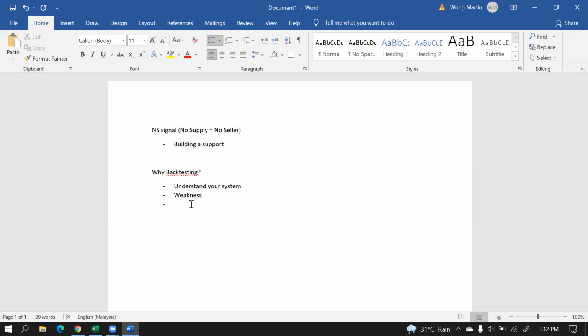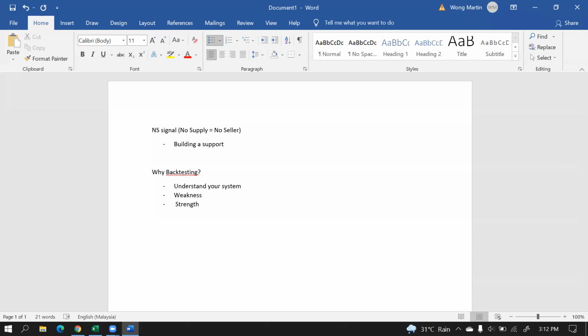Like I said, NS is not 100%. It's just an area for me to look for potential support and to know where my stop loss is. Of course, some NS work better than other NS, due to some reasons in the background. That's why understanding the weakness might help you in this case. Of course, the strengths we must understand too.